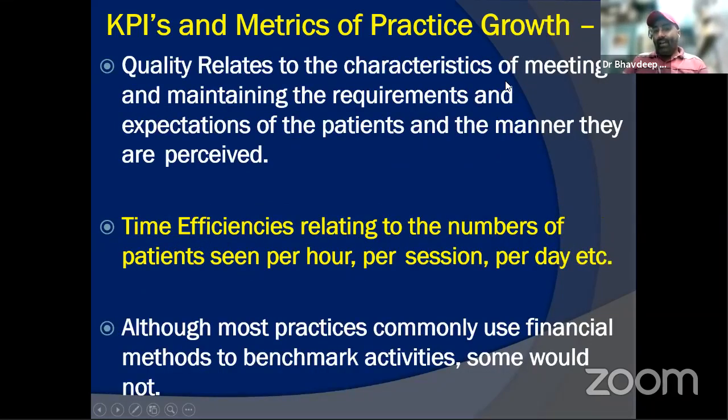So quality relates to the characteristic of meeting and maintaining the requirements and expectations of the patient and the manner in which they are perceived. S is equal to P minus E. Satisfaction is equal to perception minus expectation. Remember this. So quality is certain things that you actually, if you are following, say, full on COVID guidelines, now that the COVID second wave has kind of subsided. So even if you are using maybe the head cover, shoe cover, and all those things, maybe the patient gown as well. Some clinics are using those things, but those quality standards also need to be maintained.